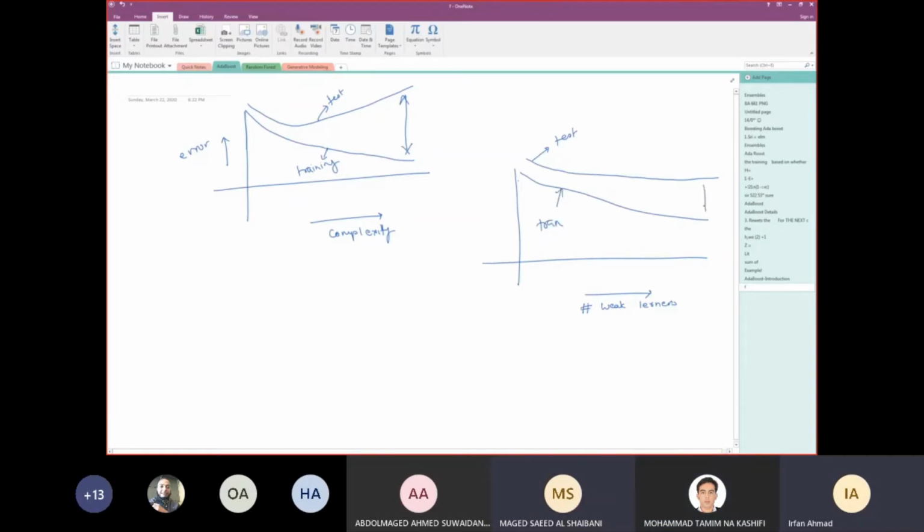it's more robust for the test. So this gap in case of ensemble learning or AdaBoost is narrow, right? So if you keep adding more and more weak learners, you don't get a lot of overfitting. So generally speaking, we can say that ensembles are robust to overfitting.